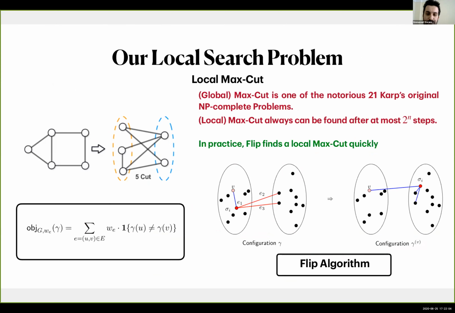However, in practice, there is a simple local search method, the flip algorithm, which runs almost linearly. The flip algorithm starts with an arbitrary configuration of the vertices in two parts. And as long as we can find some nodes such that by flipping one of them, we can improve the weight of the cut, we choose one of them and we flip it until reaching a local optimum.